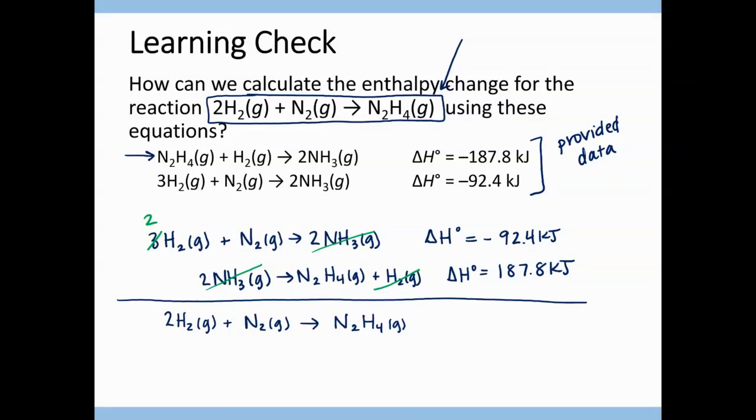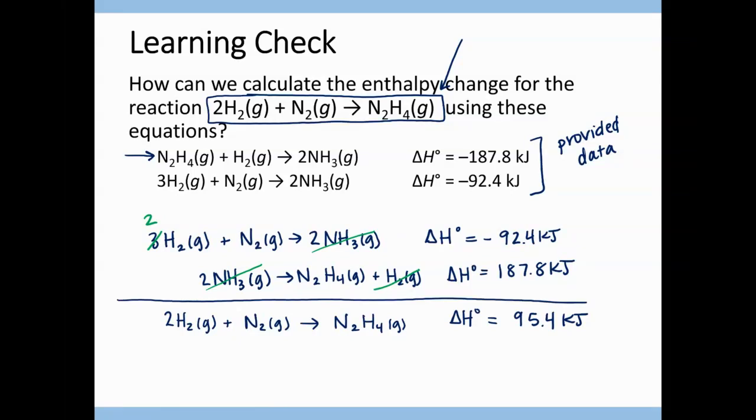So we have our desired reaction here. That means that our change in enthalpy for this reaction is the sum of the change in enthalpies for the individual reactions. So the change in enthalpy for that reaction is 95.4 kilojoules. So we're just using Hess's law to manipulate known information to get information about the reaction that we're trying to understand better.